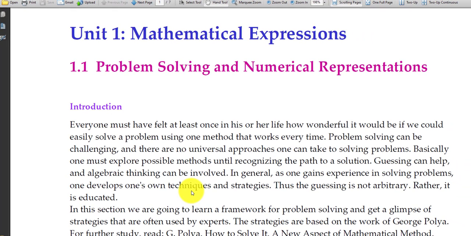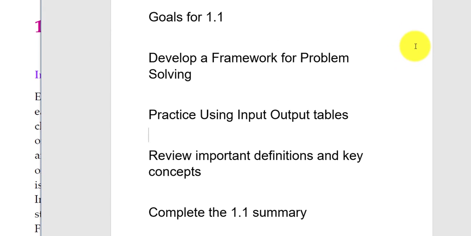So this course deals with a lot of problem solving. So the first day I'd like to really tackle the framework that's required to solve problems. Additionally, in this first lesson, I'd like to practice using input-output tables. I'd like to review important definitions and key concepts. And there's also a 1-1 summary I'd like to complete. In fact, I've actually written down my goals for this first video.